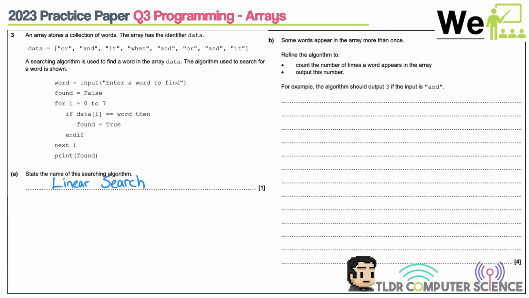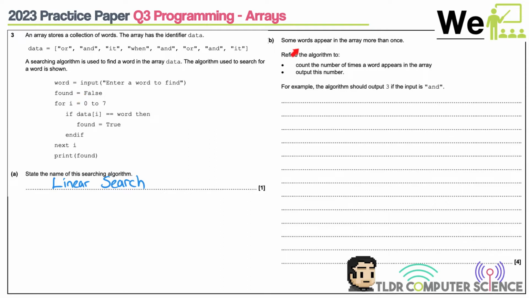Right, let's have a look at the other question. So this one is a bit more in depth, isn't it? This is the first question where it's asking you to actually write some of your own code. At this time, it's trying to hold your hand a little bit, though. It's saying some words appear in the array more than once. And you see here, this will just identify, does it appear? And if it appears, it will say true. And if it doesn't appear, it will remain false.